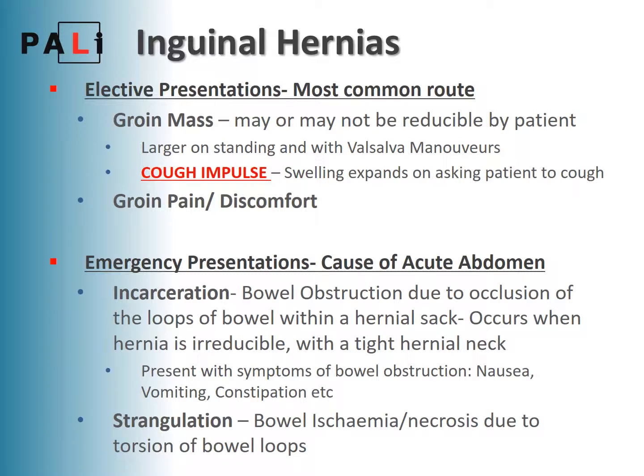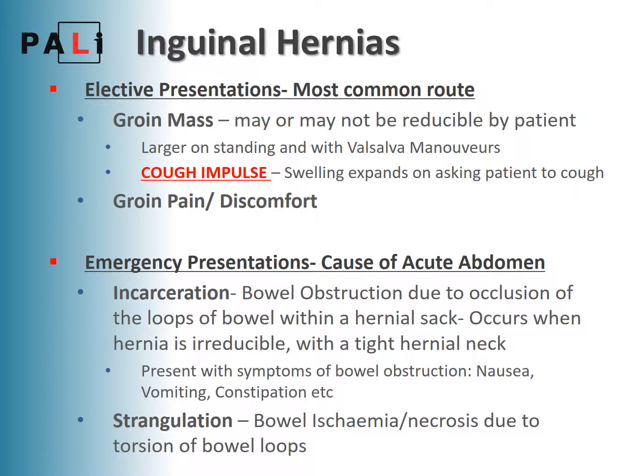Inguinal hernias will most commonly present via the elective route. A groin mass will be the most common clinical feature and may or may not be reducible by the patient. This will typically be larger on standing and with Valsalva maneuvers, which will increase the intra-abdominal pressure. An important clinical sign will be a cough impulse, in which the swelling will expand when asking the patient to cough. Groin pain or discomfort is another common clinical feature which typically gets worse throughout the course of the day.